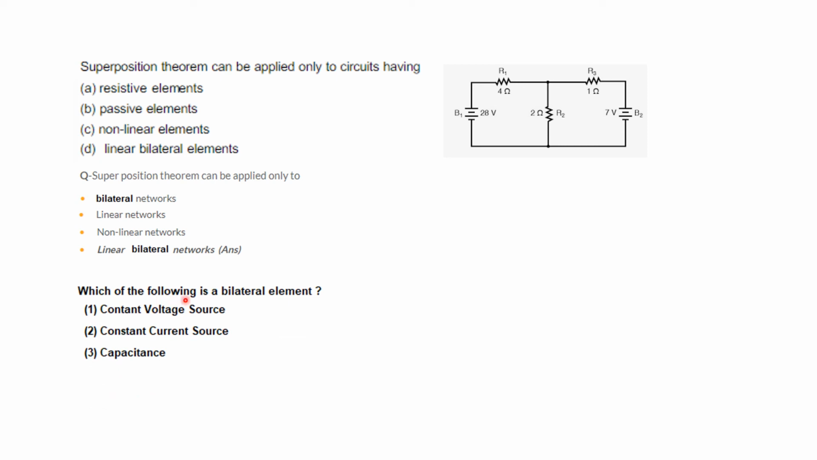Then, which of the following is a bilateral element? A constant voltage source? No. Constant current source? No. Capacitance? Yes, we saw that.